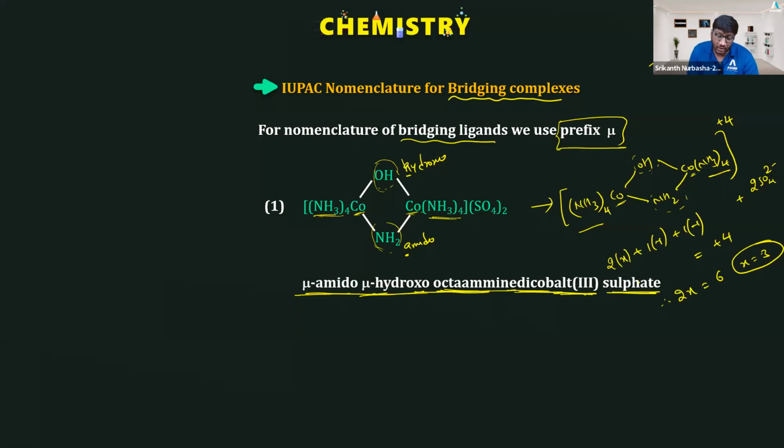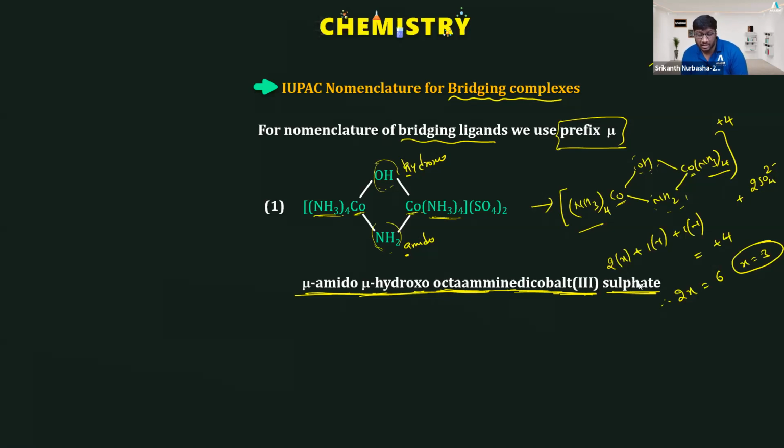I'll repeat again, listen carefully. Whenever you are naming the bridged complex, first you have to name the bridged ligands. And naming of bridged ligands has to be done according to alphabetical order. We have hydroxo and amido, so A comes first. So mu amido, then mu hydroxo.